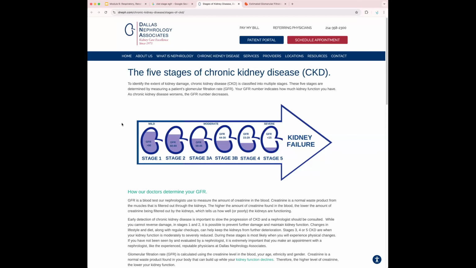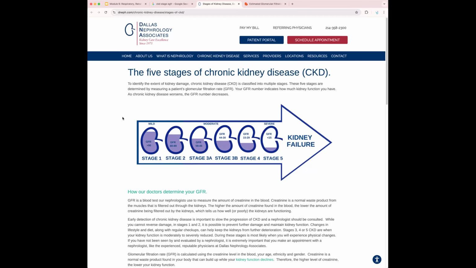Okay, so the 5 stages of chronic kidney disease. Remember, a normal glomerular filtration rate, like in a young adult, is about 125 milliliters per minute. And remember, as we age, it naturally decreases. However, an individual with chronic kidney disease is going to have a reduced glomerular filtration rate. So, to identify the extent of kidney damage, chronic kidney disease is classified into multiple stages, stage 1 through 5.